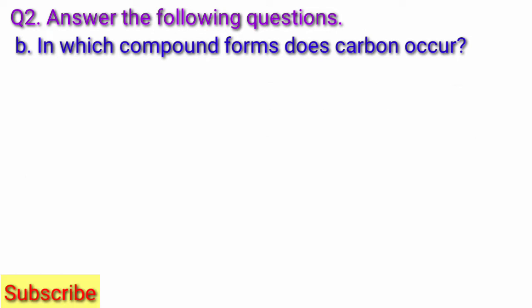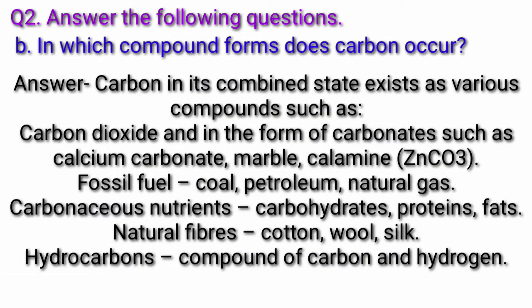Question B. In which compound forms does carbon occur? Answer. Carbon in its combined state exists as various compounds such as carbon dioxide and in the form of carbonates such as calcium carbonate, marble, calamine, fossil fuel, coal, petroleum, natural gas, carbonaceous nutrients, hydrocarbons, proteins, fats, natural fibers, cotton, wool, silk, hydrocarbons, compound of carbon and hydrogen.